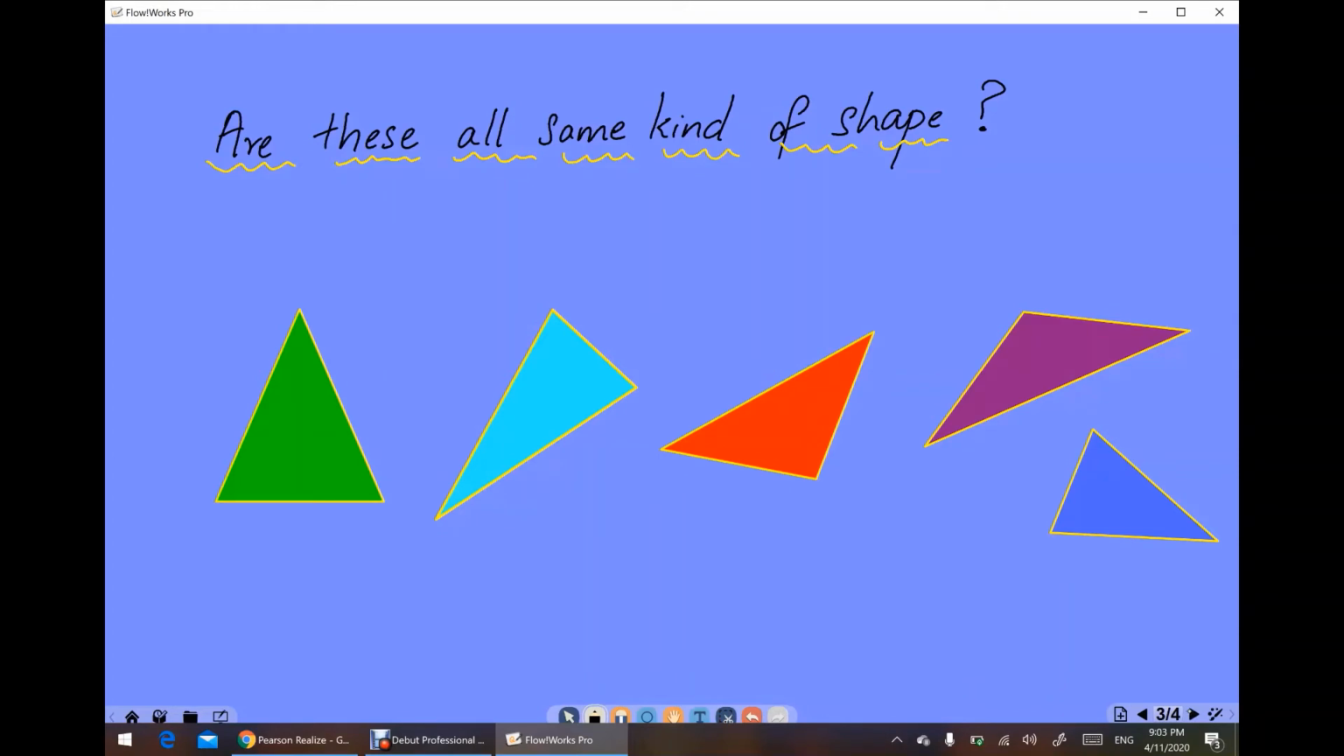Now, let's take an example. Are these all the same kind of shape? Look at the shapes over here. Do you think they are all of the same kind? Yes, they are the same. And which shape is it? They are all triangles. Why are they triangles? Because they have how many sides and how many vertices? All of them have how many sides?